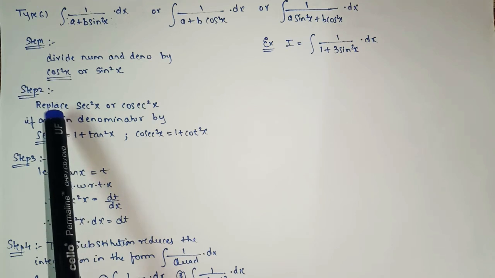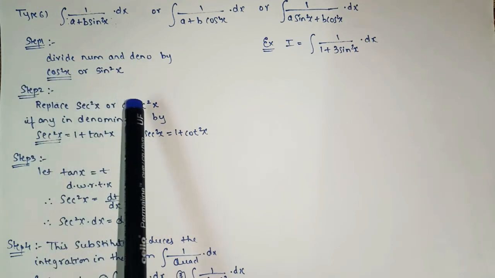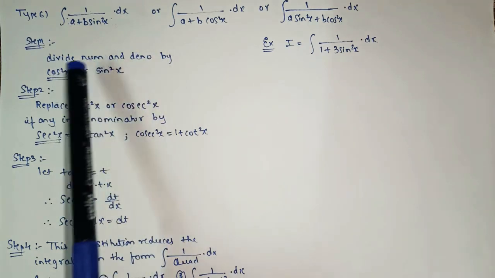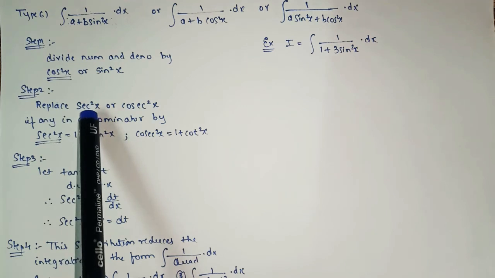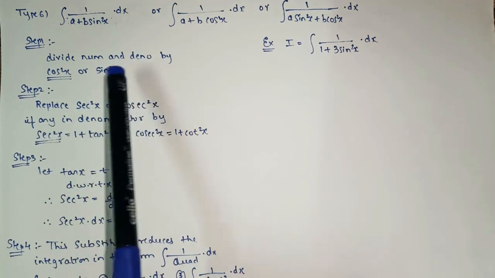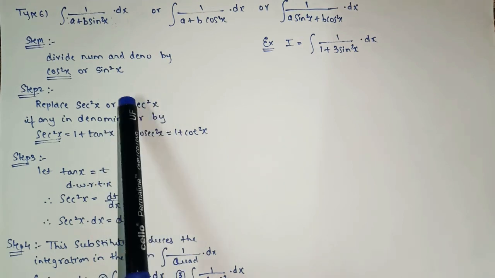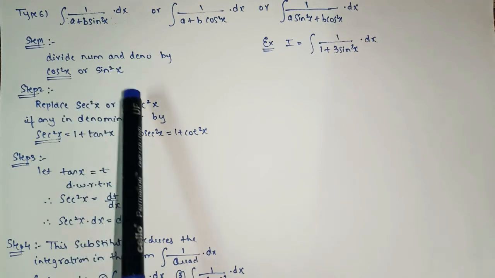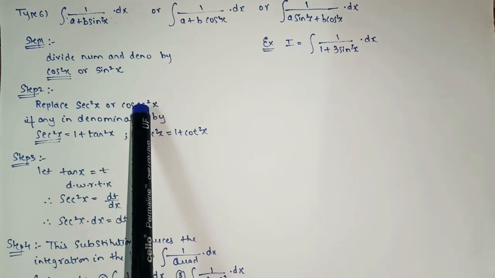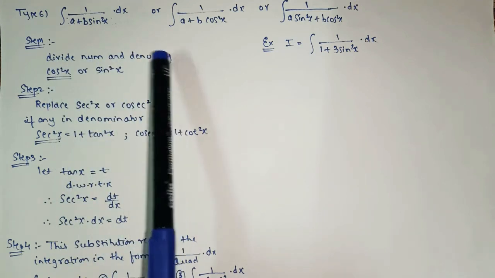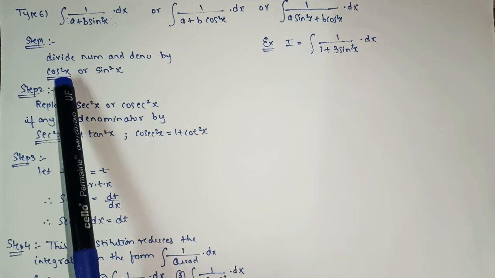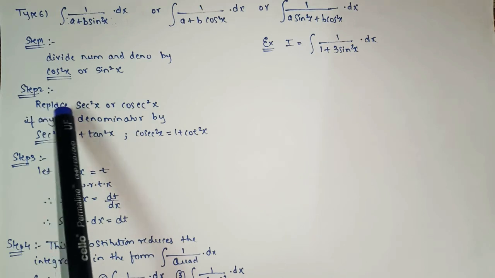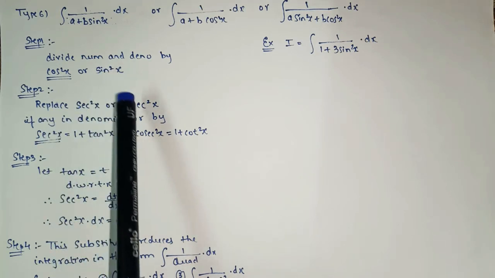In step number 2, it says replace with sec square or cosec square. Whenever you divide the numerator and denominator by cos square, you will see sec square in the sum. Whenever you divide with sin square, you will see cosec square, because 1 upon cos square is sec square and 1 upon sin square is cosec square. So it is up to you. If you want to divide by cos square you can, or else you can divide with sin square also. When you divide with cos square, 1 upon cos square will be replaced by sec square, and 1 upon sin square will be replaced by cosec square.